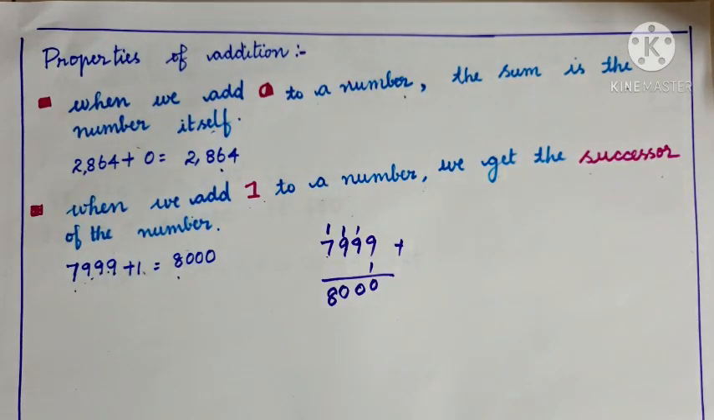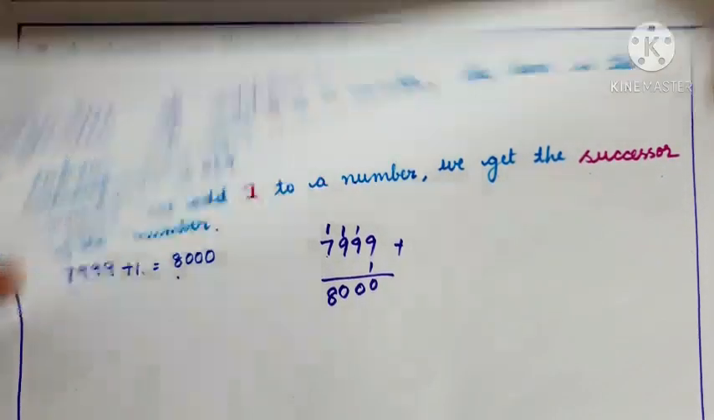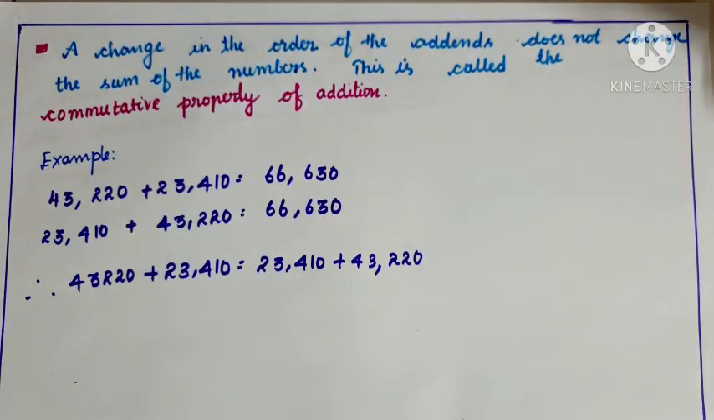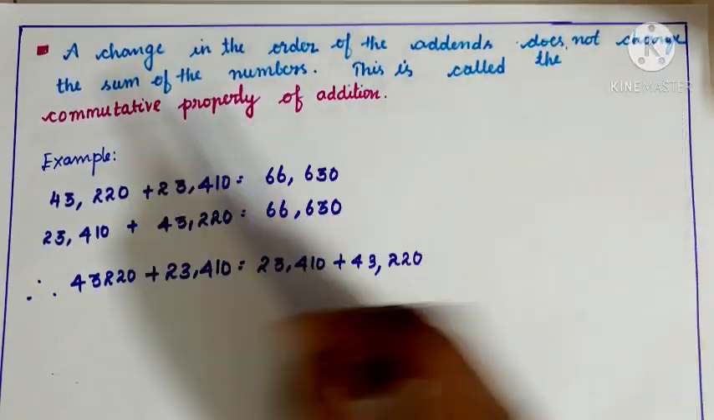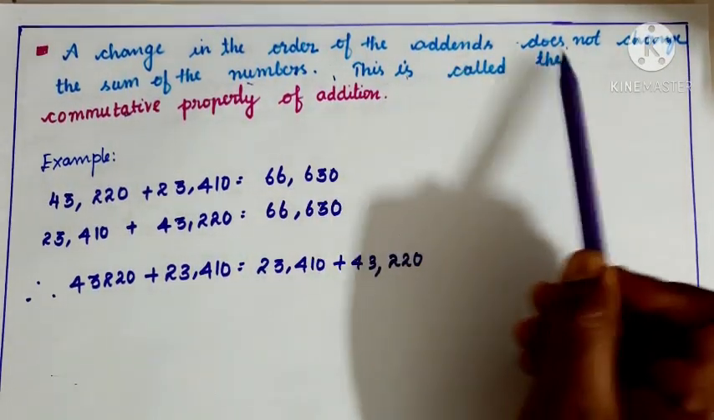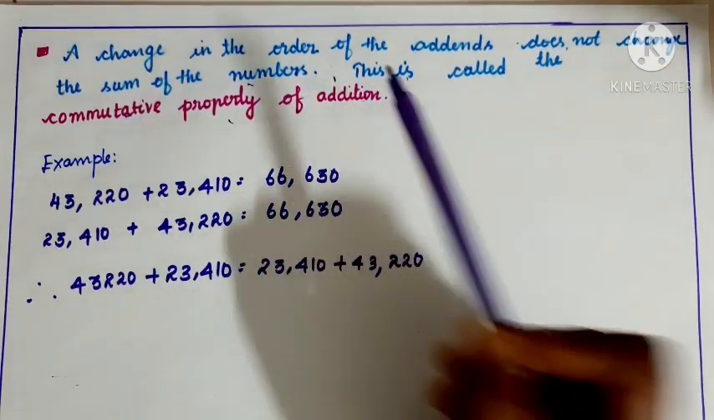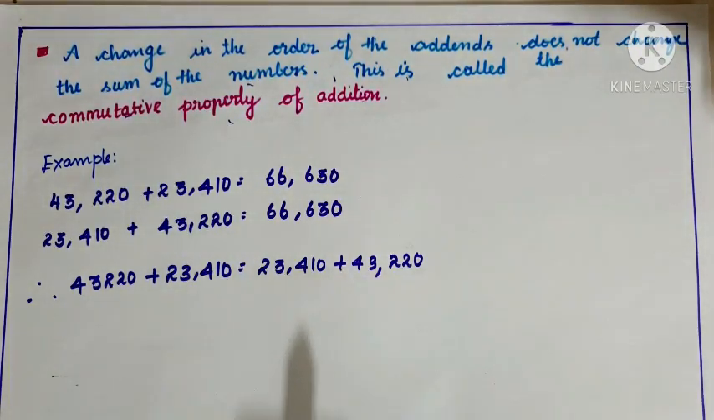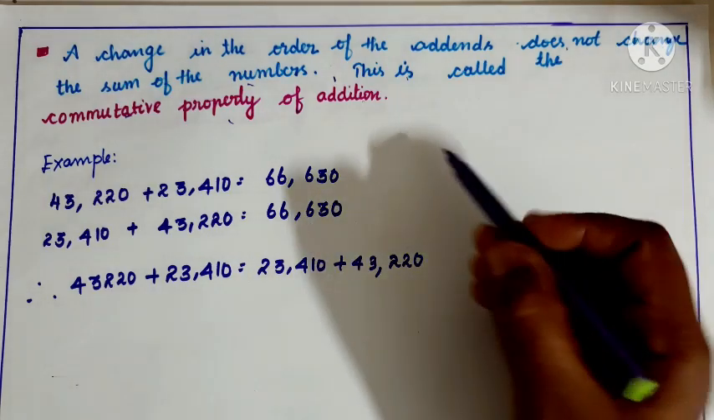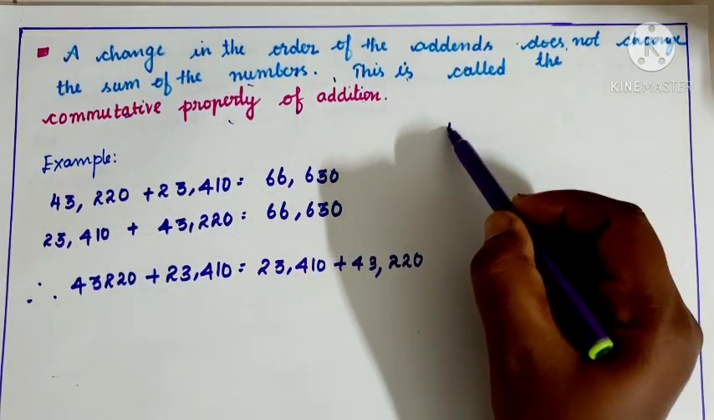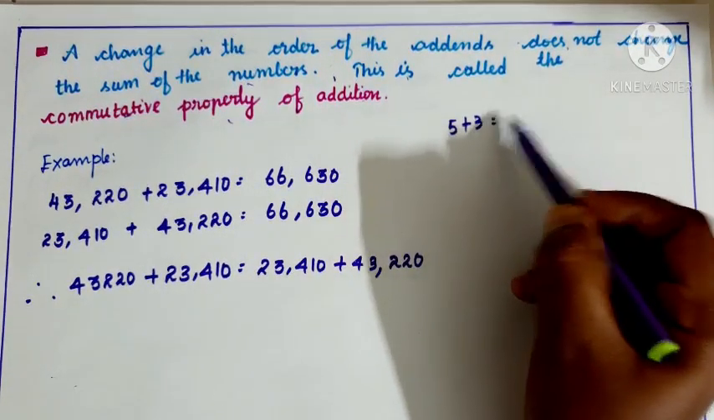Next property is the commutative property of addition. A change in the order of the addends does not change the sum of the numbers. This is called the commutative property of addition. To simply say what commutative property is, it is just changing the order. See, a simple example is 5 plus 3 is equal to 3 plus 5.